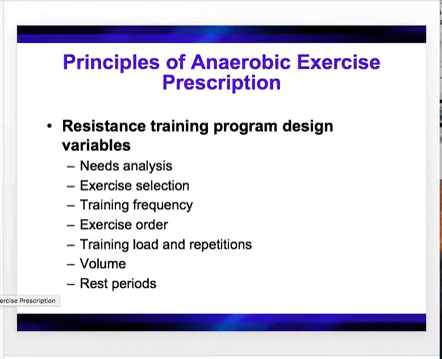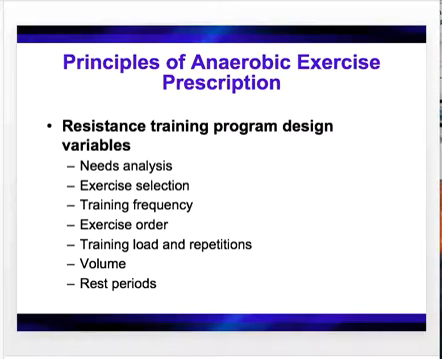First off, the principles of anaerobic exercise prescription. Now, anaerobic, if we want to get a little more detail with this particular term, is basically, I don't like to say without oxygen, but that's what a lot of the definitions are going to come up with as far as anaerobic, because of course we're still using oxygen, but it's the opposite of aerobic.